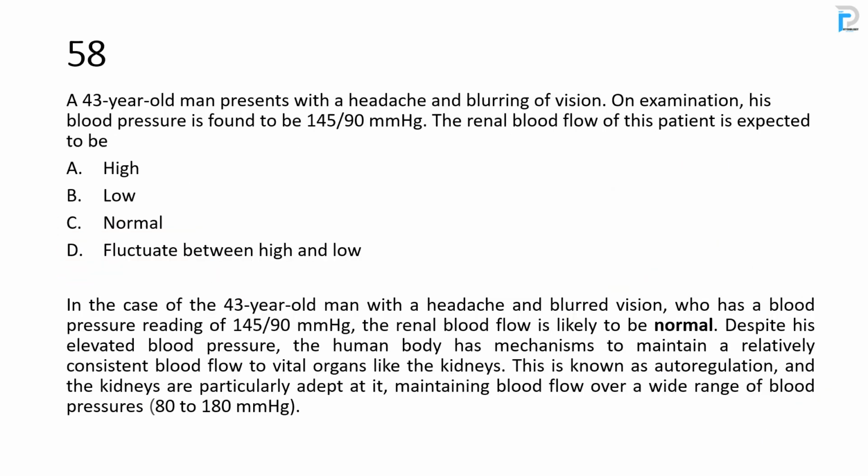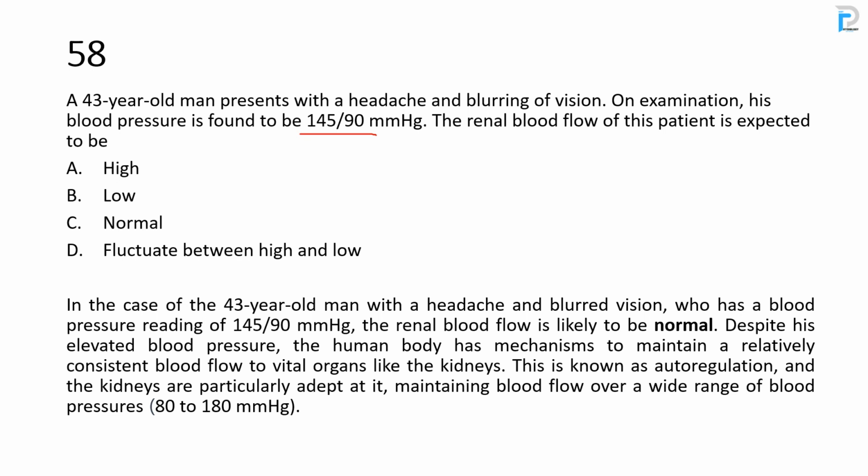A 53-year-old man presents with a headache and blurring of vision. On examination, his blood pressure is 145/90. Renal blood flow in this patient is expected to be? This question tests a very important concept related to auto-regulation of renal blood flow. Renal blood flow is maintained constant despite wide variation of blood pressure.